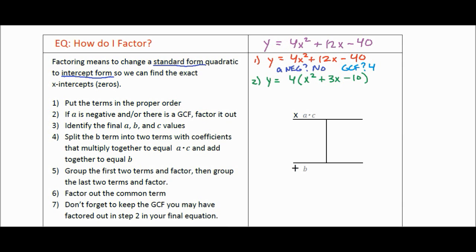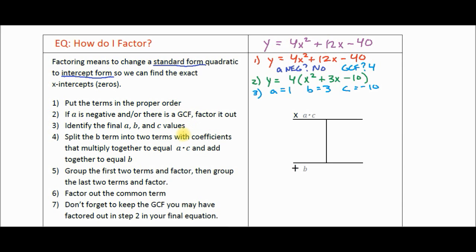Step number 3, we're going to identify A, B, and C. And now class, you have to identify A, B, and C in the new trinomial here, in the new quadratic. You ignore the 4 now. So now we see that the A value is equal to 1, the B value is equal to 3, and the C value is equal to -10. So we found the A value, the B value, and the C value. All right, there's our step 3.